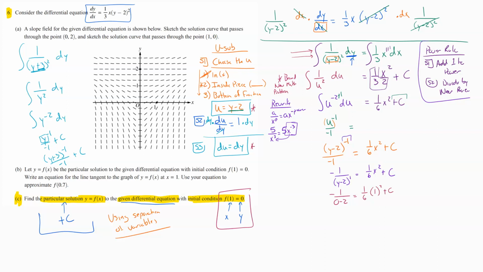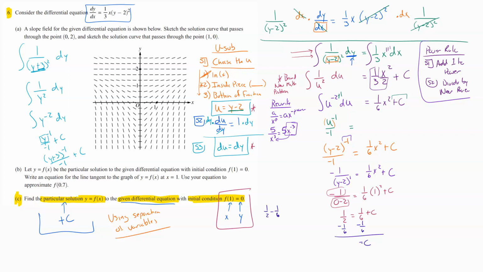On this left-hand side, we have a negative 1 on top over a negative 2 on bottom. So that's going to give us a positive 1/2 equals 1/6 plus c. And then we'll solve for that plus c value. So we will minus 1/6, minus 1/6. And we're going to get c equals 1/2 minus 1/6.